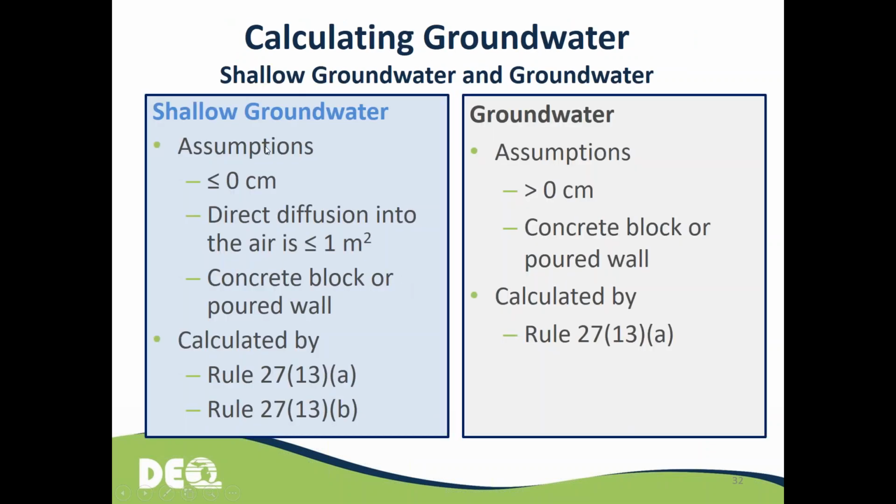If we look at shallow groundwater, the assumptions are that one of those is less than or equal to 0, that we have direct diffusion into the indoor air, that the building is constructed of a concrete block or poured wall, and we use the equations in 2713A and 2713B. If it's groundwater, we would be looking at both values having a separation distance greater than 0, that again the foundation is concrete block or poured wall, and those values are calculated by using rule 2713A alone.